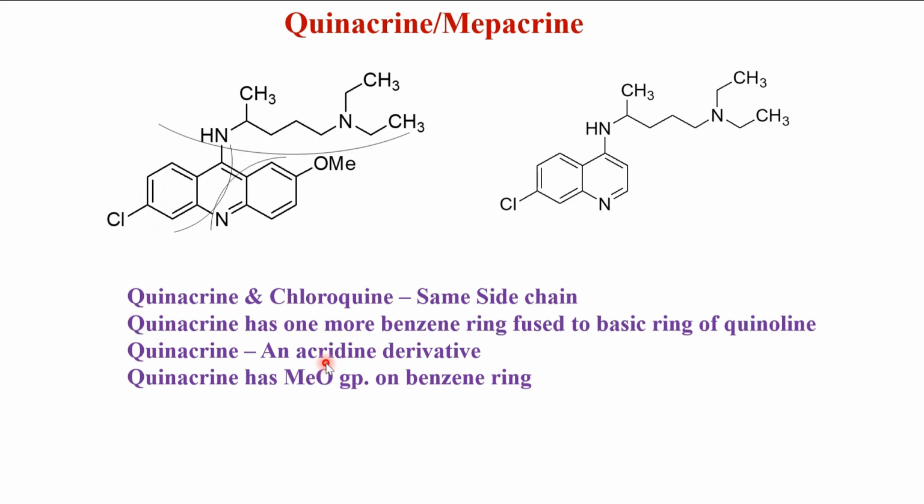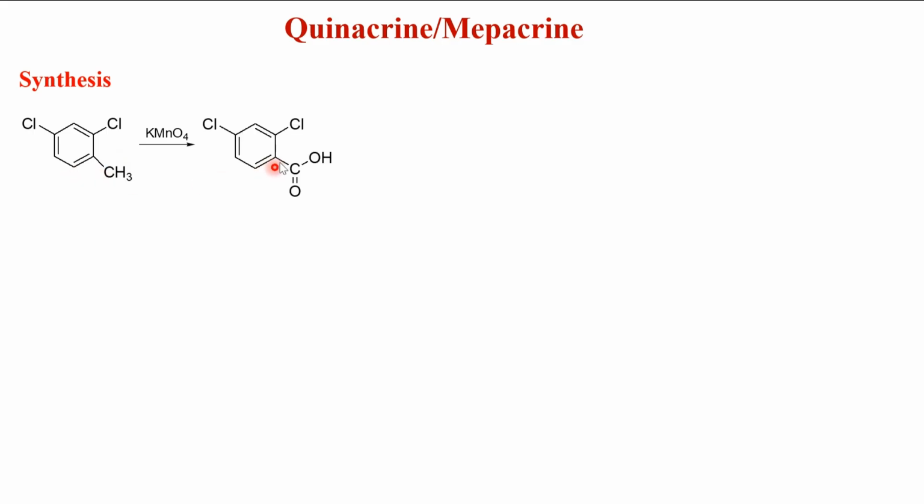Let us look into it. I'll take 2,4-dichlorotoluene and treat it with potassium permanganate. Potassium permanganate, as we know, is an oxidizing agent which oxidizes the methyl group present on the toluene to give rise to the corresponding 2,4-dichlorobenzoic acid.